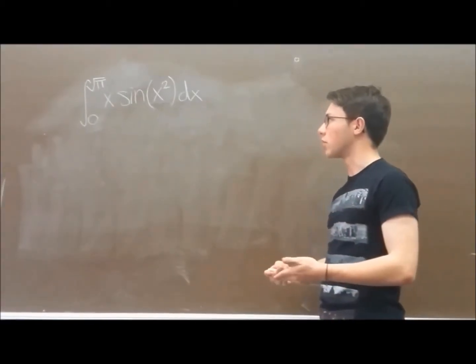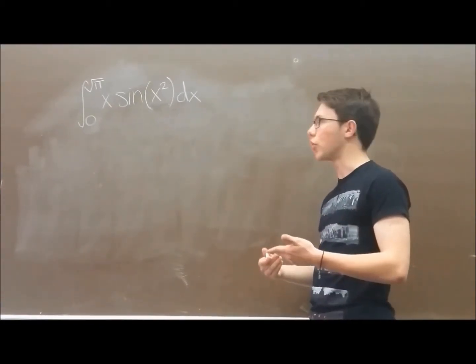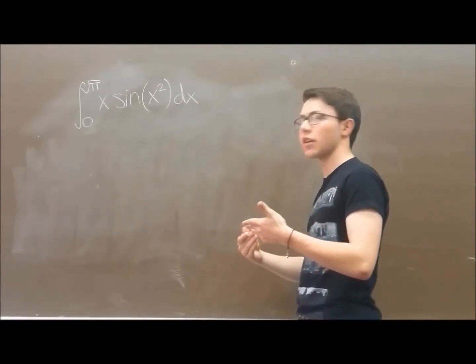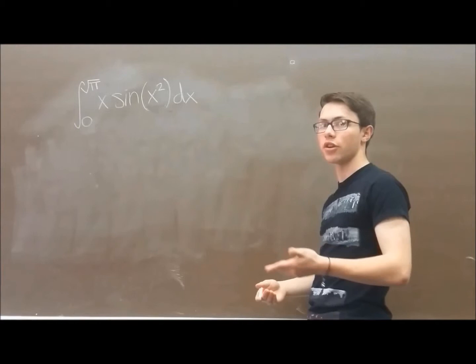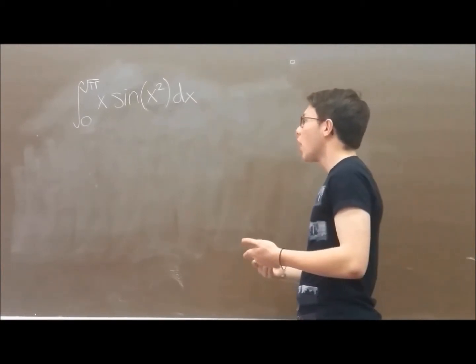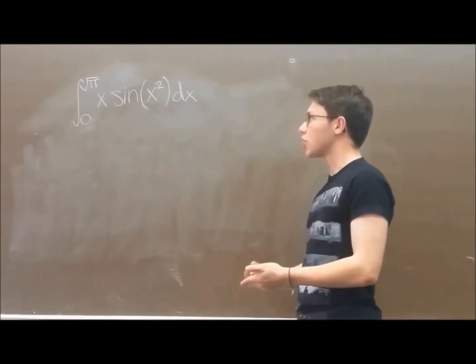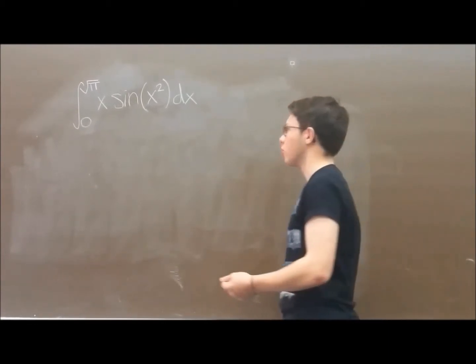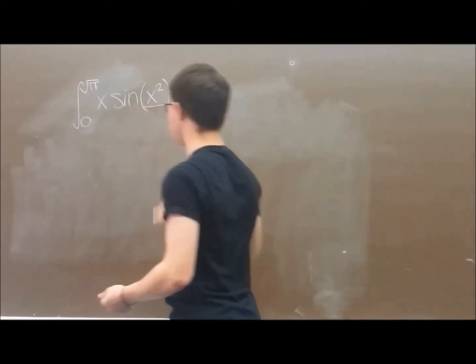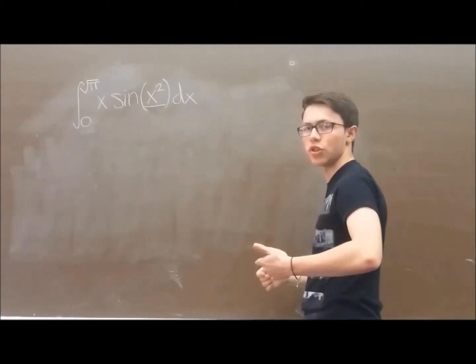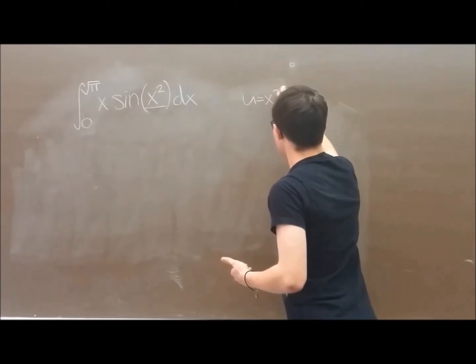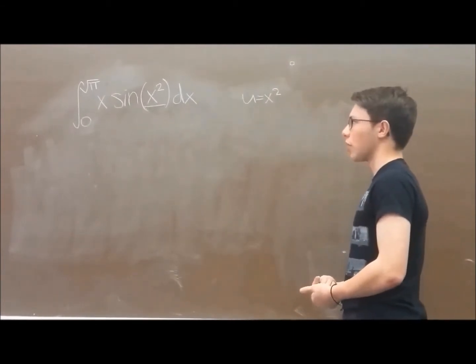To solve this problem, you can use a technique known as U-Substitution, which is really handy for taking a shortcut through what could otherwise turn into a really messy problem. While using U-Substitution, you take a more complicated variable, which in this problem would be x squared, and you substitute it for u. So you set u equal to x squared.